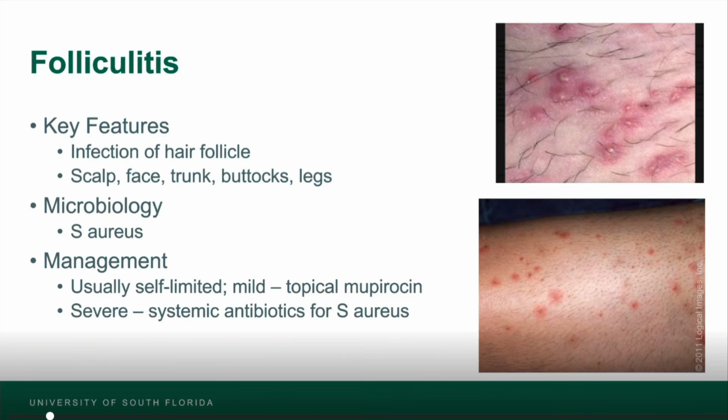Moving on to a different category, folliculitis, infection of the hair follicle, right? Sometimes it looks a little bit like pustules on the top. Sometimes it's just more red, and it occurs in parts of the body where you have hair follicles. Generally caused by Staph aureus. If it's mild, you can use topical if you want. It's usually self-limited, but if someone has severe distribution, you can treat with systemic antibiotics.